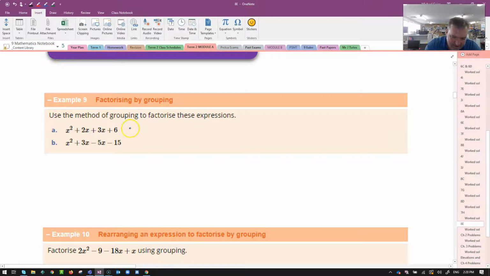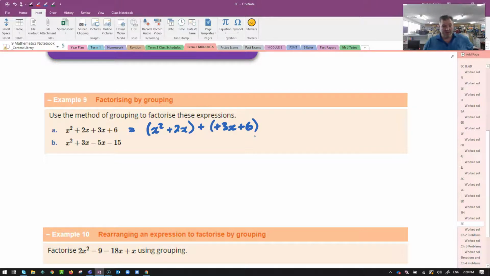So the first thing I'm going to do for question A there is just group them into x squared plus 2x, and then I've got 3x plus 6. Now you would have noticed something funny straight away. I've kept the plus sign with the 3x and put a new plus sign in between. It's not necessary when there's a plus sign in that position, but it is when there's a minus sign. So if you get in the habit of doing it all the time, you're never going to have any trouble.